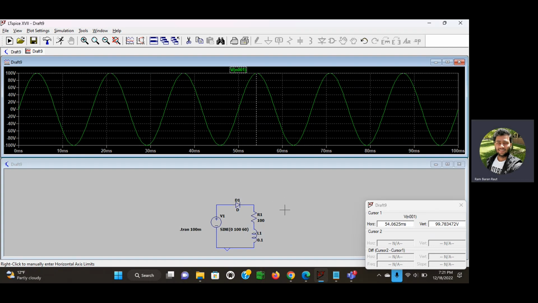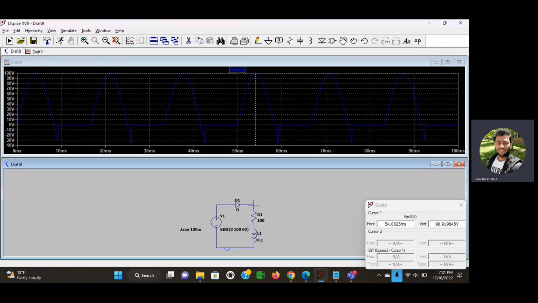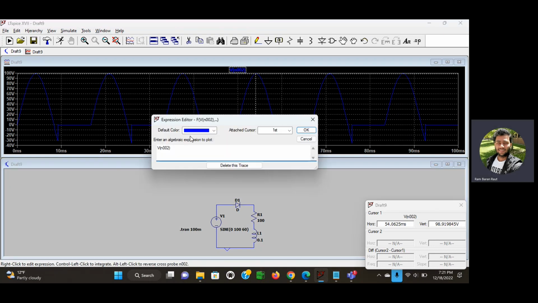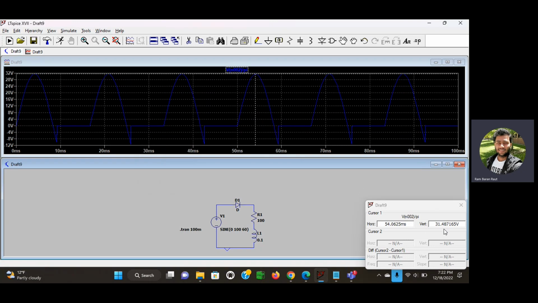Now I'm going to see the waveform created by the resistor. Or maybe we can put the output over here. Look at the output. You see the output is exactly the same. This is the peak voltage. To get the average one, we just divide by pi, so the average is 31.5 volts.